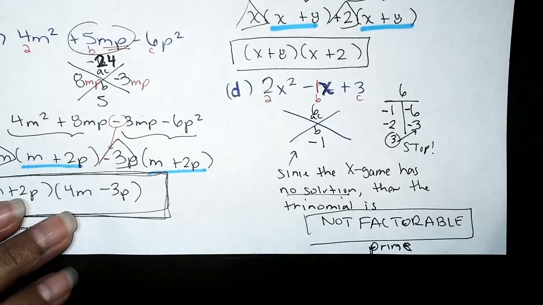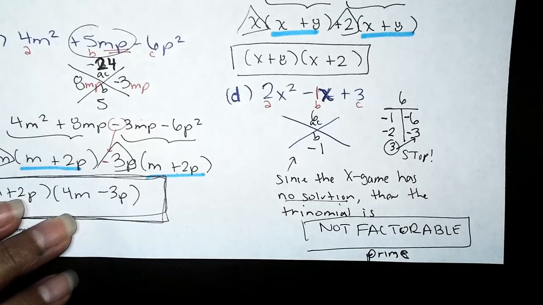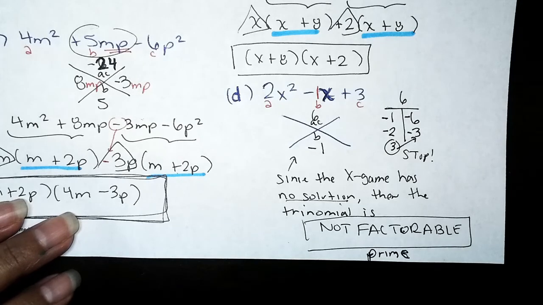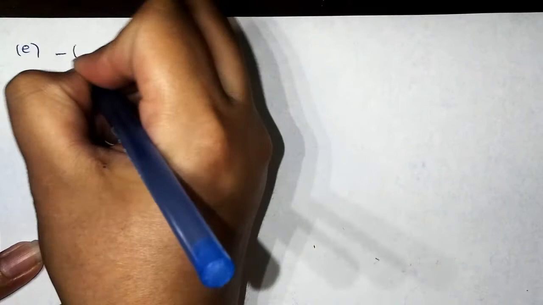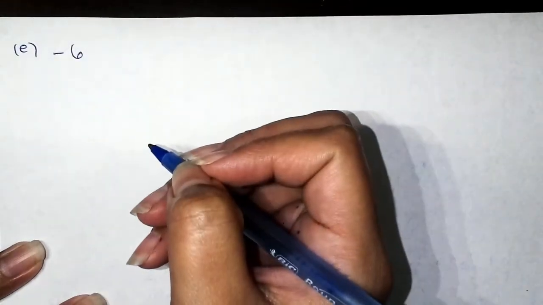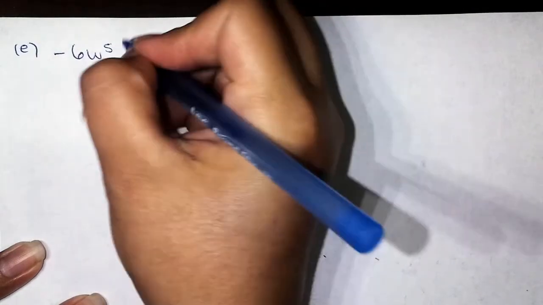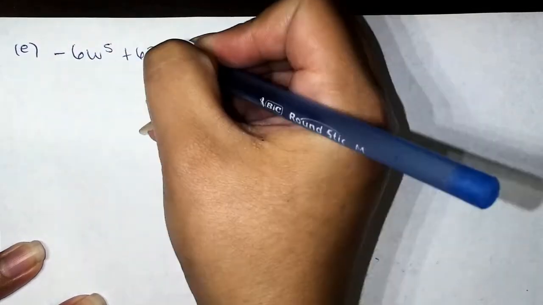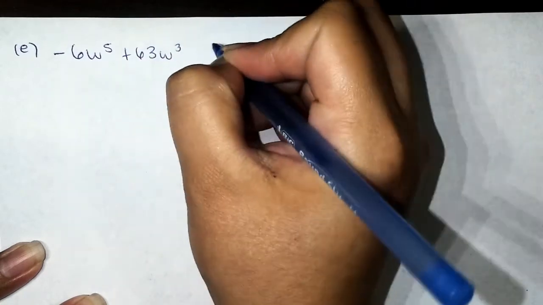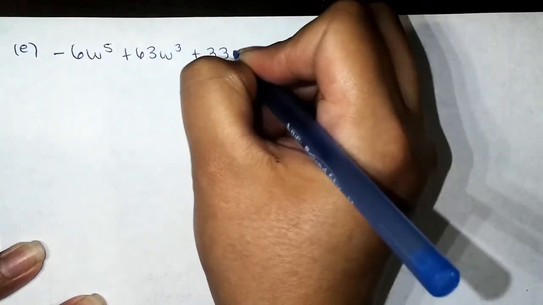Okay guys, so how many problems is that? I think that's 4. We don't have lucky time until we do all 7, so let's go ahead and knock out problem E. Okay, letter E, let me zoom out. We have negative 6w to the 5th plus 63w cubed plus 33w.